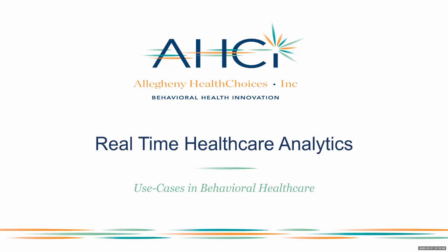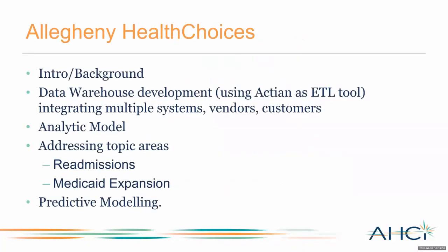Today, I'm going to try to talk about a little intro of who we are and what we do at Allegheny HealthChoices, our data warehouse development, especially how Actian was key in that development. We're going to talk a little bit about our analytic model and address a couple of topic areas, readmissions and Medicaid expansion, as well as our COVID response. And lastly, we're going to talk a little bit about predictive modeling.